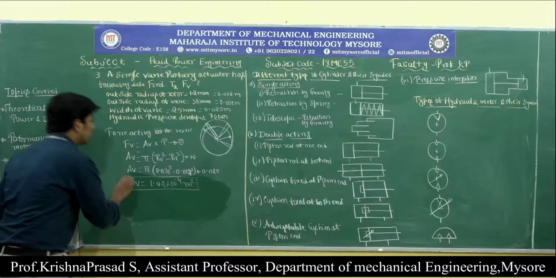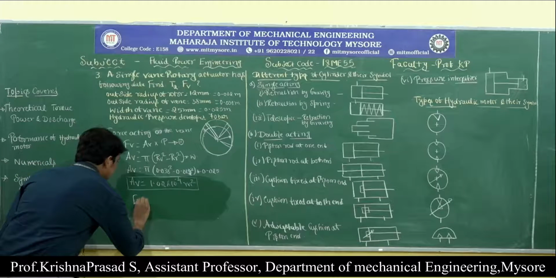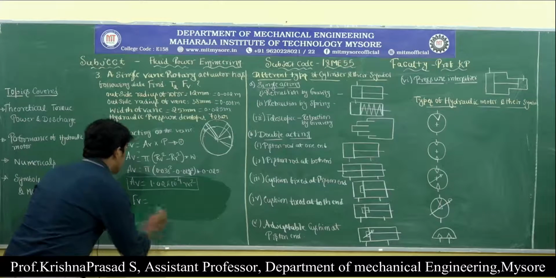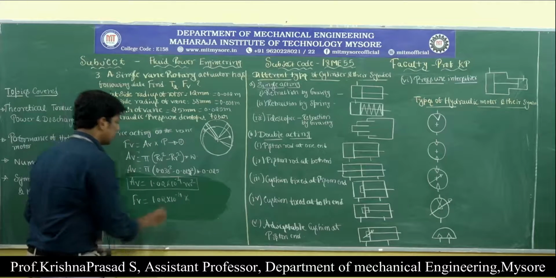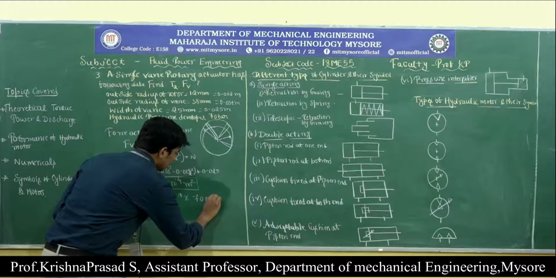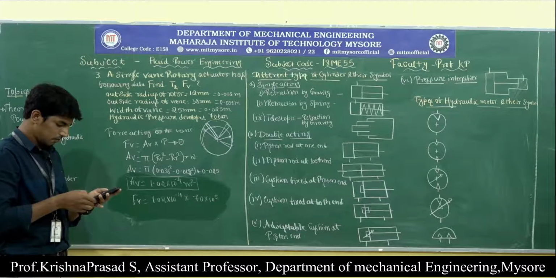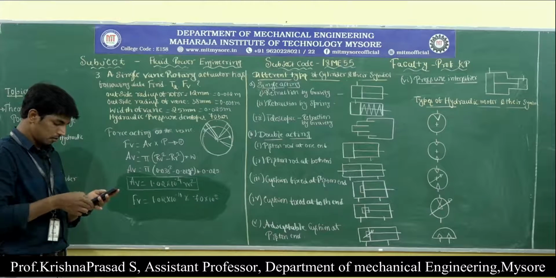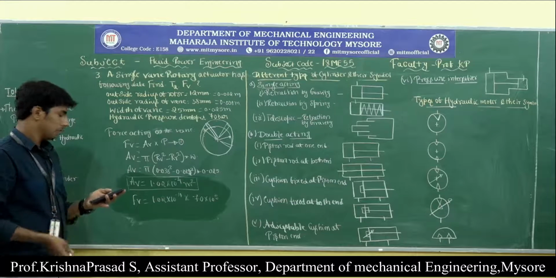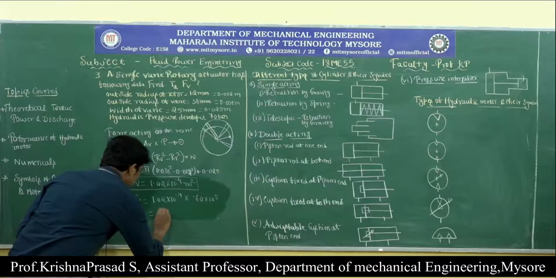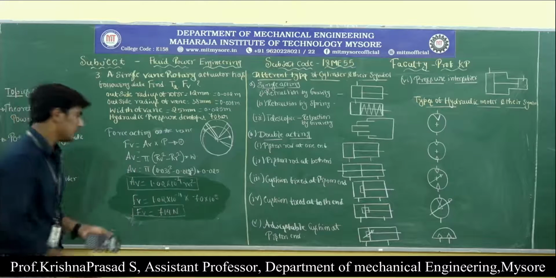Now substitute the area of the vane in equation number 1. Force acting on the vane is equal to 1.02 into 10 to the power of minus 4 into pressure, which is 70 bar. Solve: 1.02 into 10 to the power of minus 4 into 70 into 10 to the power of 5 is equal to 714 Newton. Next I need to calculate the torque capacity of the actuator.